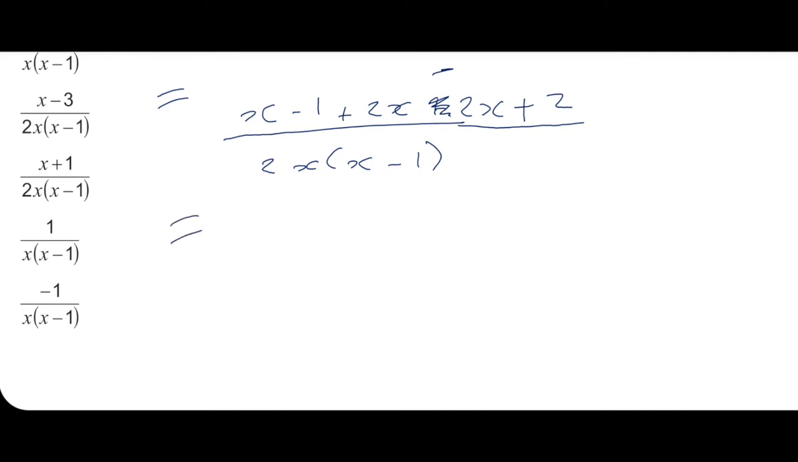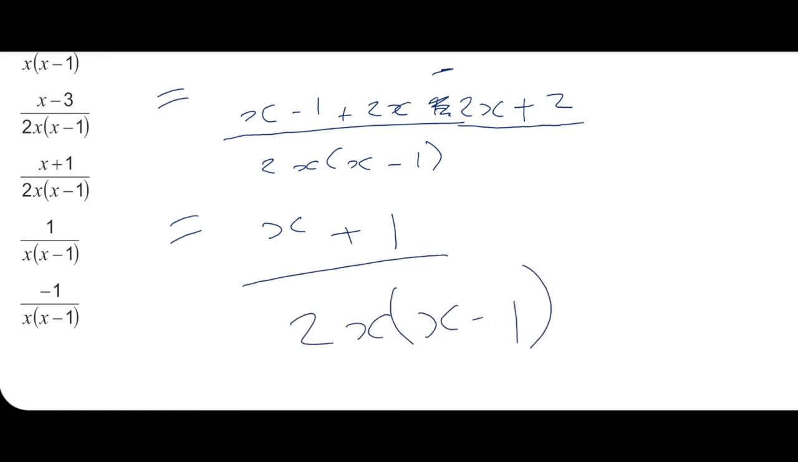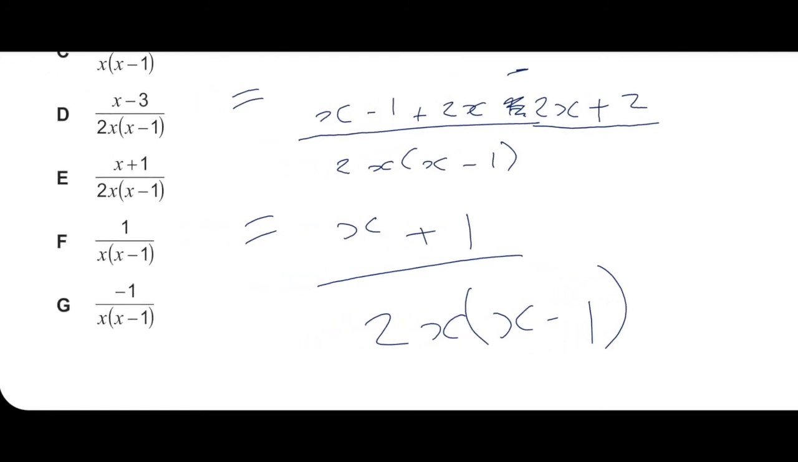So that goes to, let's get all the x's together. Goes to x plus 1 over 2x, x minus 1. That cannot be simplified down any further. That means the answer to this question is E. That is question number 20 completed.